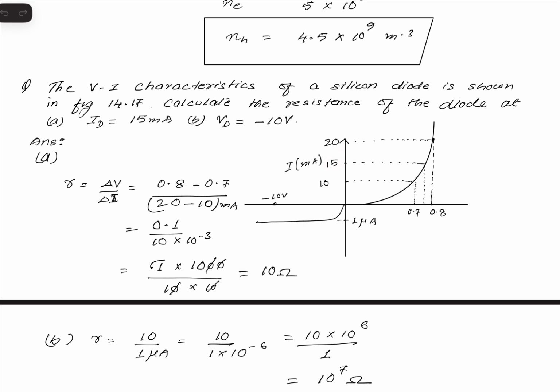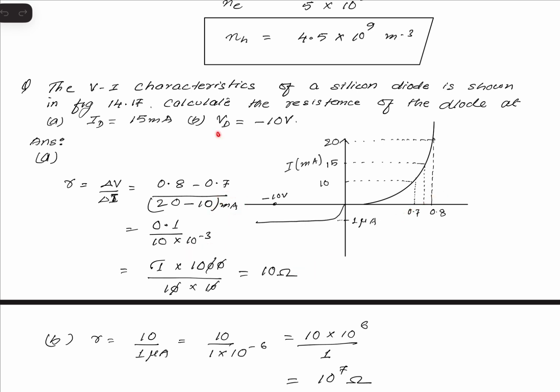Now see here, since there is a change of current, when they say 15, I will try to see the change in the current in the nearby region. So nearby, I can take 20 and 10. Corresponding to 20, what is the voltage here? 0.8. Corresponding to 10, what is the voltage here? 0.7. So we write like this. Voltage is 0.8 minus 0.7 and current is 20 minus 10. Okay, so calculate, you will get the value. Since it is milliampere, here I can write 10 to the minus 3. So I get the answer 10 ohm.